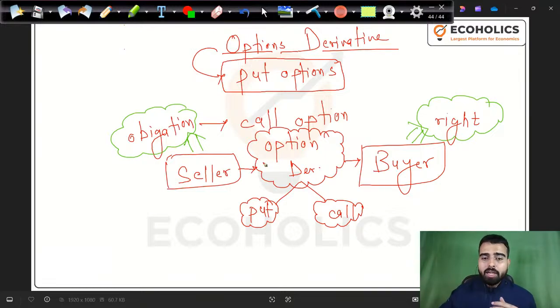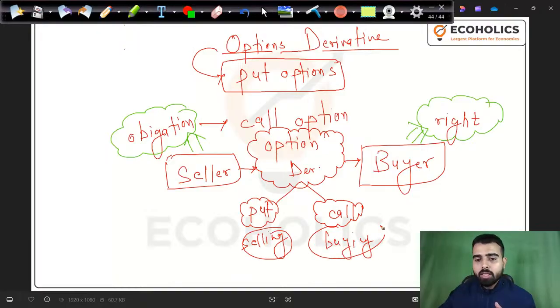Okay? It means the put option, that is the right of selling, or the call option, that is the right of buying, is associated with the buyer. Buyer has a right to sell, buyer has a right to buy. But for the seller, it is quite the opposite. It means if the buyer has bought the put option, the buyer has a right to sell and the seller has to buy.